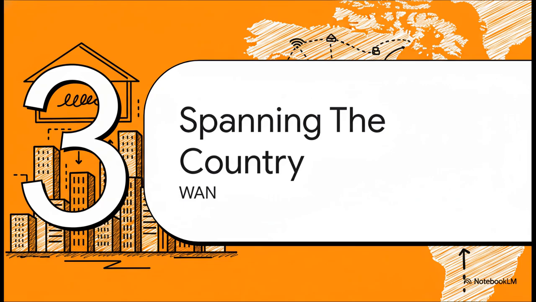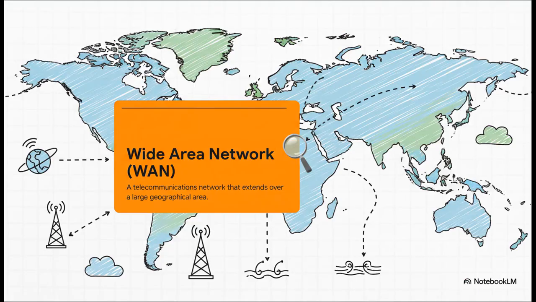Okay, so we've gone from a single room to a whole city. What's the next jump? Yeah, you probably guessed it. We're going even bigger. We're going national. We're talking about the Wide Area Network, or WAN. Now, a WAN is a network on a truly massive scale. We're not just talking about a city anymore. We're talking about connecting places across an entire state, or a whole country, or even between different countries.